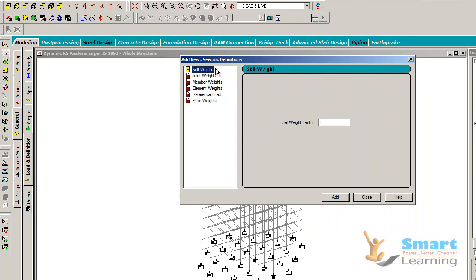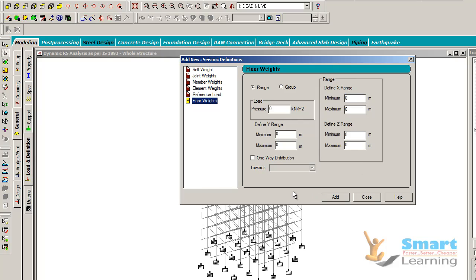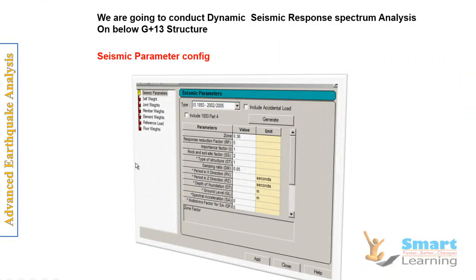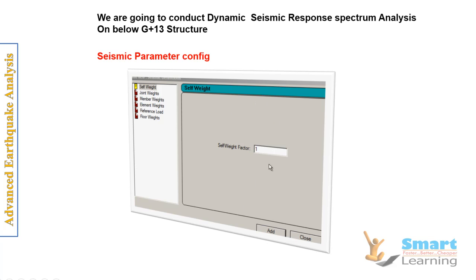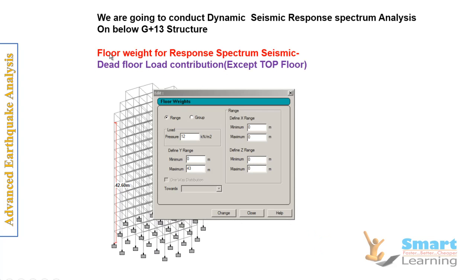Here you have to add the self weight for the structure, with factor 1, and then the floor weights for all corresponding floors will be configured. After assigning the self weight factor, you need to go to the floor weight for the response factor from seismic. Except for the top floor, for all the floors below the top floor the height is 42.6, so we are taking the range 0 to 43 so that all the floors in between are picked, and a dead load of 12 kilonewton per meter square for all the floors.